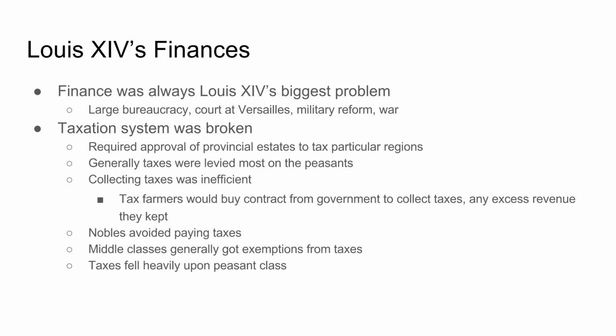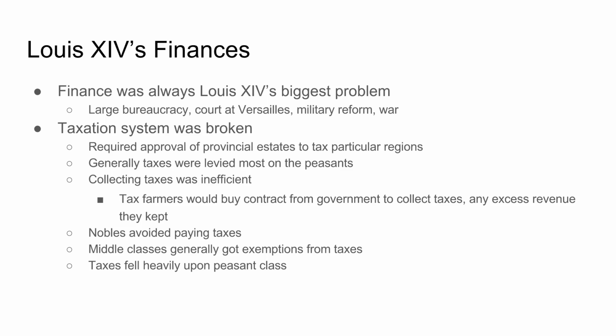One of the big problems for Louis is that he's never really able to get his finances under control. Part of the reason is that he's just spending money left and right. Like, he can just have this infinite supply of money. So he has this massive bureaucracy. He's holding his court at Versailles, these fancy feasts. He's got to decorate with all this art and gold and chandeliers and silver. And all really expensive. Plus, he reforms the military, creates this massive military, large upkeep costs. And then he goes to war all the time. And war is tremendously expensive. And so he loses lots of money.